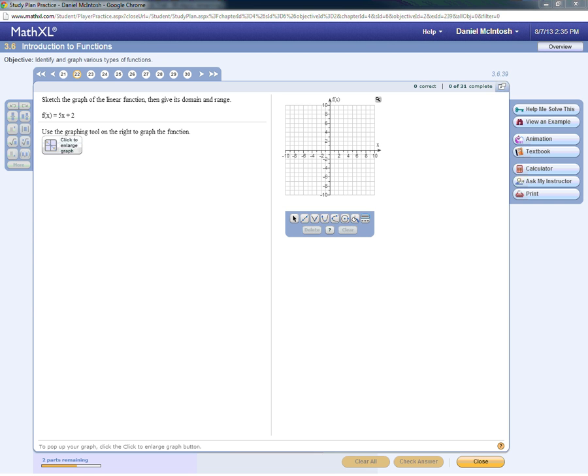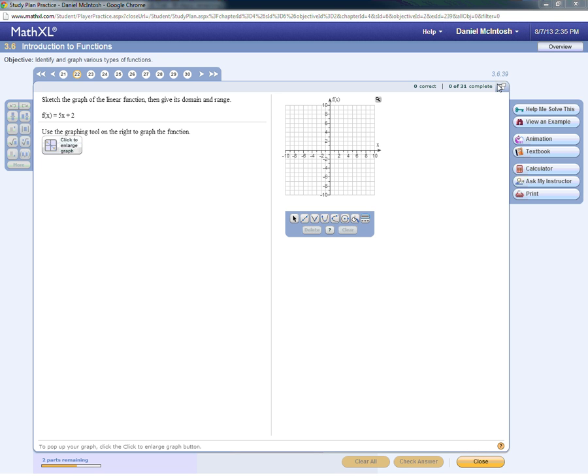Hello class. Today we are asked to talk about finding the domain and range of a function and also how to graph it. So I've gotten a couple of questions on this. I wanted to go over it with you all and make sure we're all clear on this. We are in chapter 3.6. I'm in the study plan, so you should be able to find a similar problem.